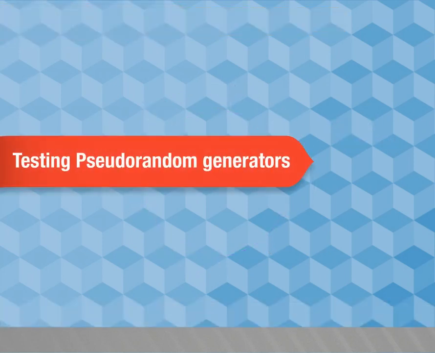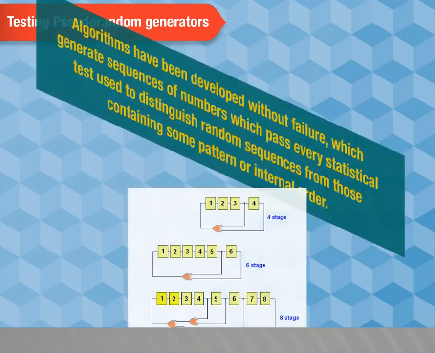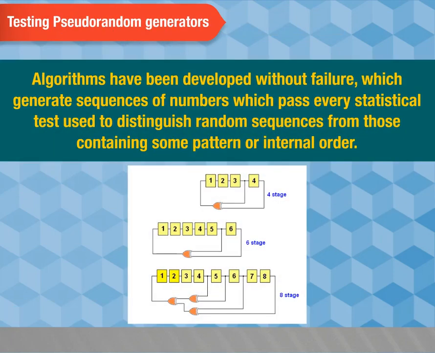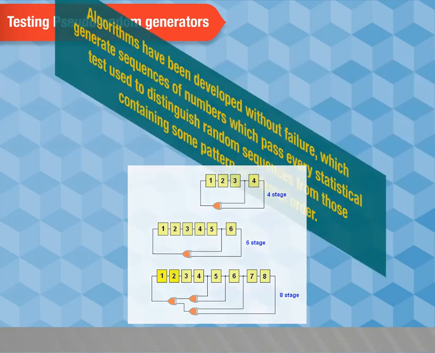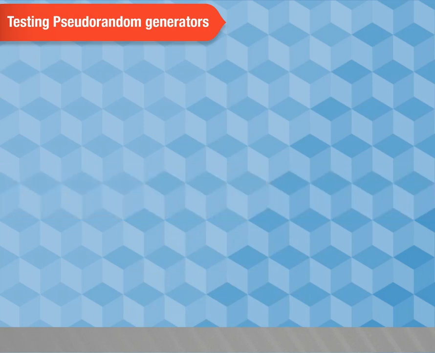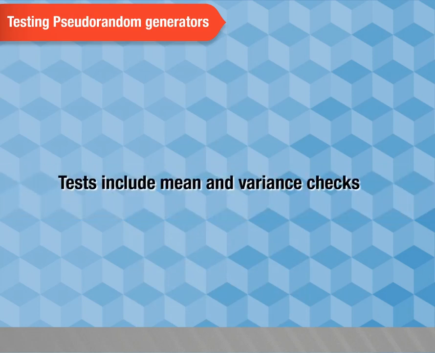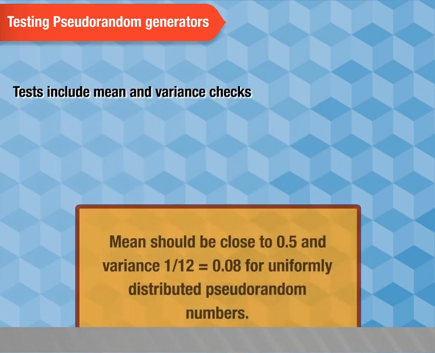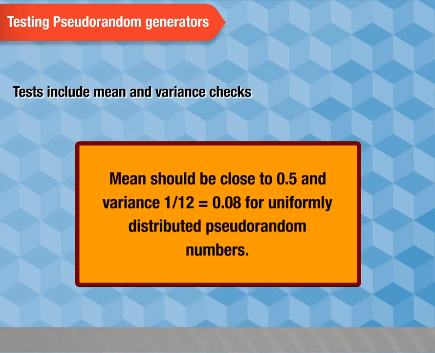Testing pseudo-random generators. Algorithms have been developed without failure which generate sequences of numbers which pass every statistical test used to distinguish random sequences from those containing some pattern or internal order. Tests to check the different properties of pseudo-random numbers discussed above. Tests include mean and variance checks. The mean should be close to 0.5 and the variance 1/12, which is approximately 0.08, for uniformly distributed pseudo-random numbers.